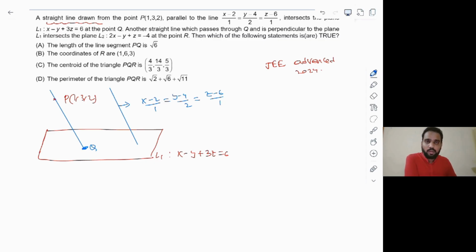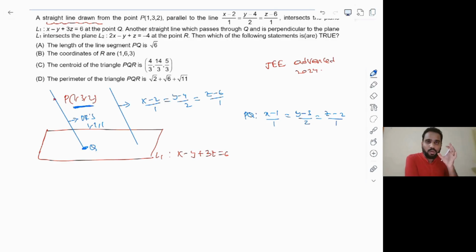Here, as you can see, these two lines are parallel to each other. So if these two lines are parallel to each other, I can say that this line also has the set of DRs as 1, 2, 1, because they are parallel lines, right? Now I'm going to write down the equation of line PQ from here. There is a point on this and there are the DRs also. Let's write down (x minus 1) divided by 1 is equal to (y minus 3) divided by 2 is equal to (z minus 2) divided by 1. So this is the line PQ.